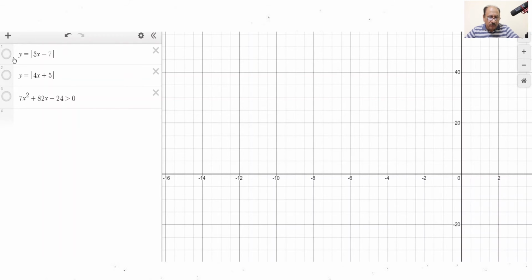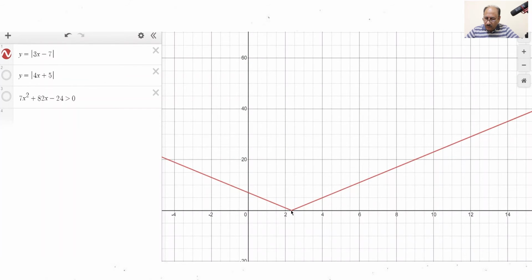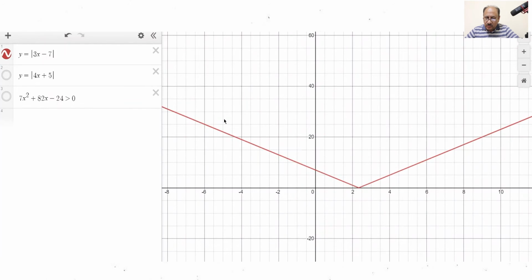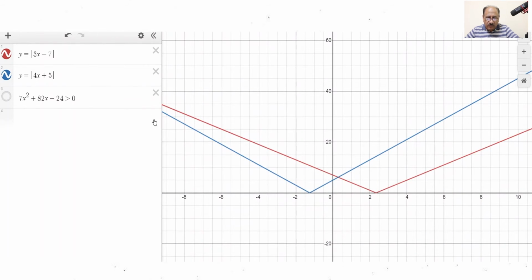You know that this is the mod function. The modulus function switches the negative part of the line to the positive side. So if we draw this one, this will be our graph over here. You can see from this point, which is 2.333, to the left side, the negative side of the line is switched to the positive side because of the modulus function. And similarly, if we draw the second function, which is y equal to 4x plus 5, and if we activate this one, it will be like this. So now we require 3x minus 7 mod, which is this red graph.